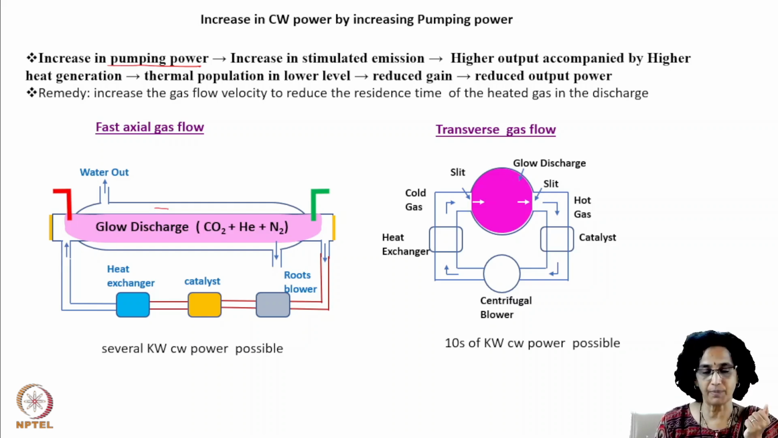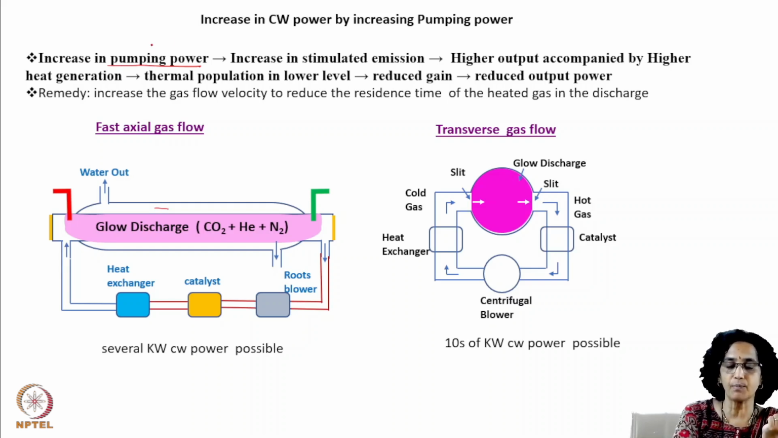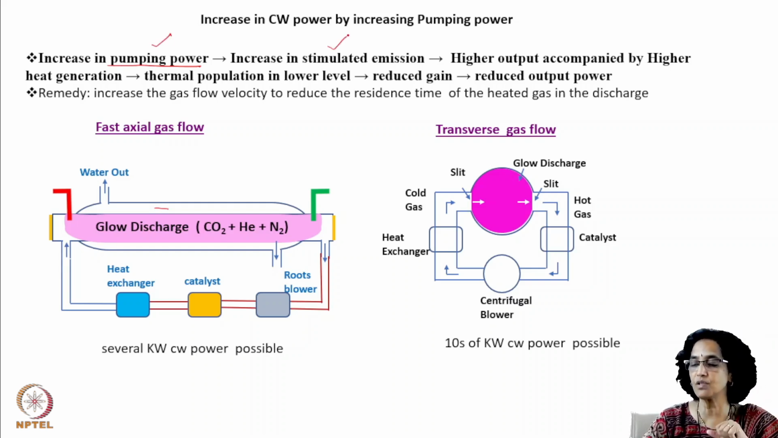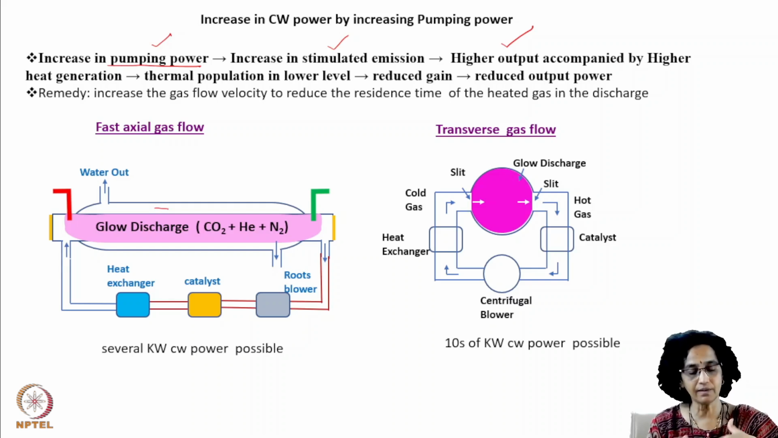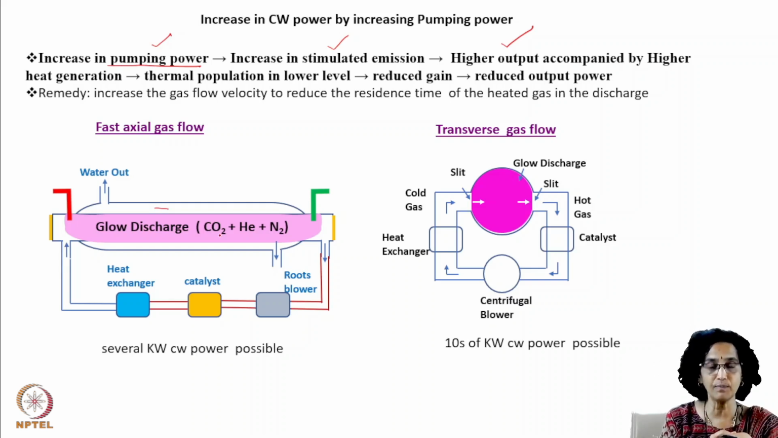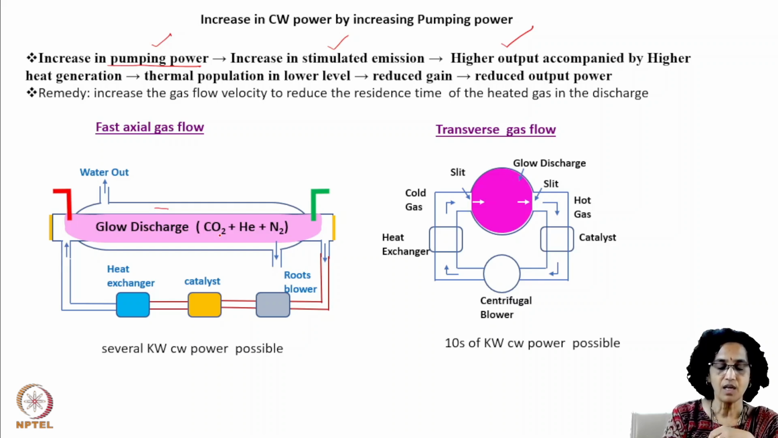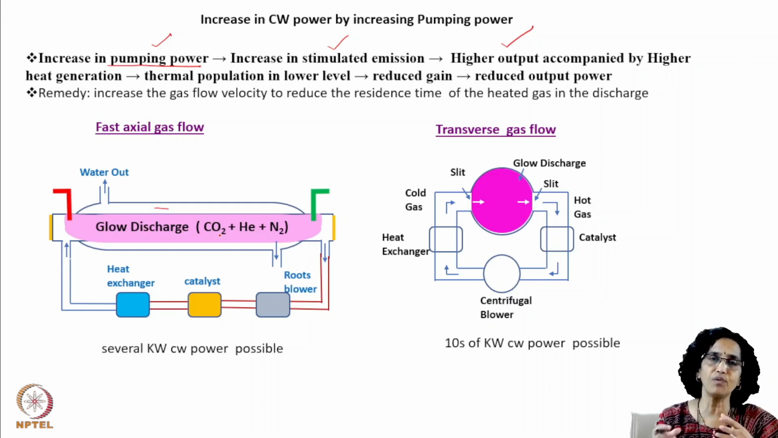But then what happens? As you increase the pumping power, yes, we will have an increased stimulated emission, and you have a higher output, true. But as we know, higher output means there is also higher heat dissipation inside the system. And to take care of this heat dissipation, you will have to remove this heat that is generated. You can only increase the water flow rate to some extent, but that is not the solution.